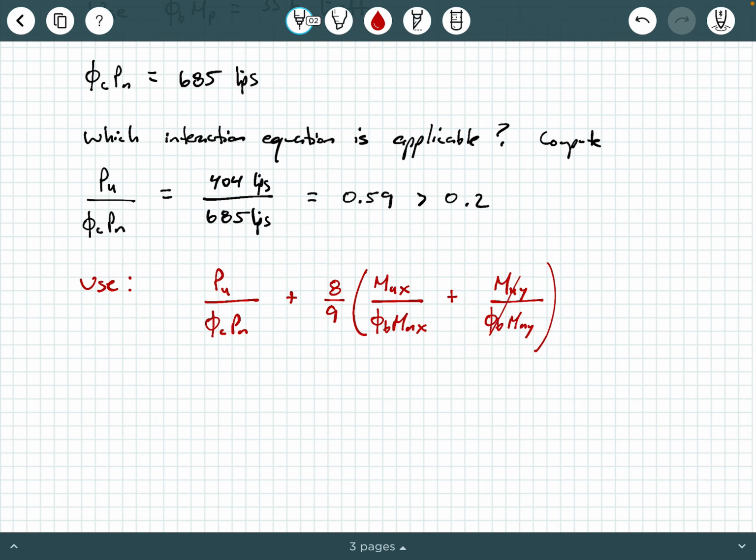And, you know, we know that this whole term is 0 because we just have uniaxial bending, and that must be less than or equal to 1.0. All right. So looking at this equation, this is the general equation.